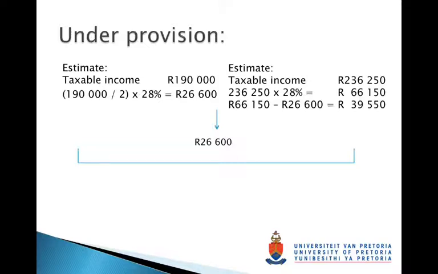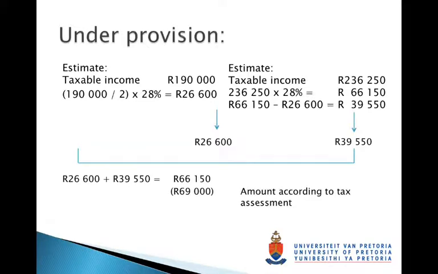And then remember, we told you the current tax payable is 66,150 Rand. But remember, you already paid 26,600 Rand. Therefore, your second payment is only 39,550. And then you pay the total amount, as we've said, of 66,150.